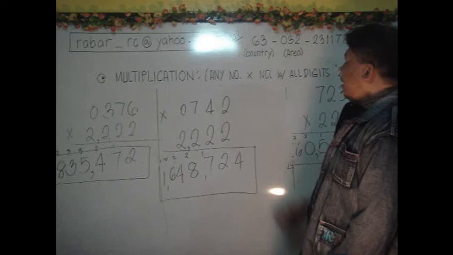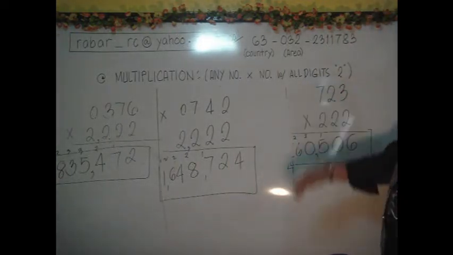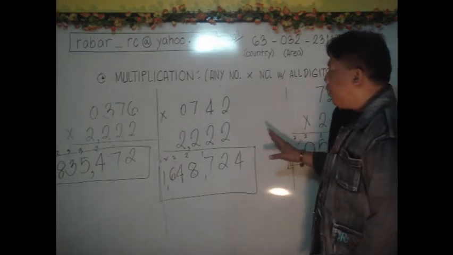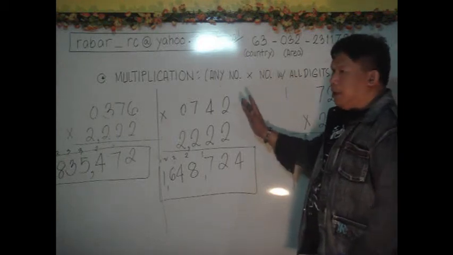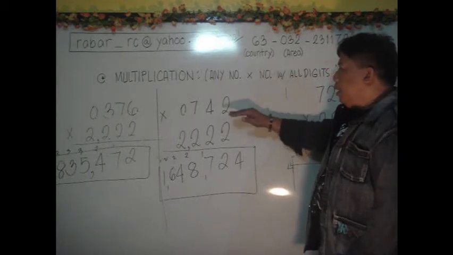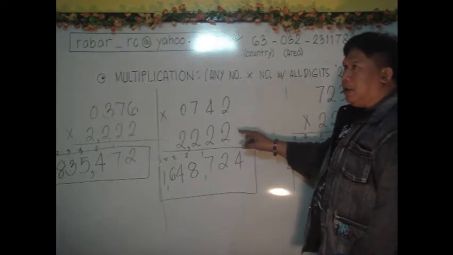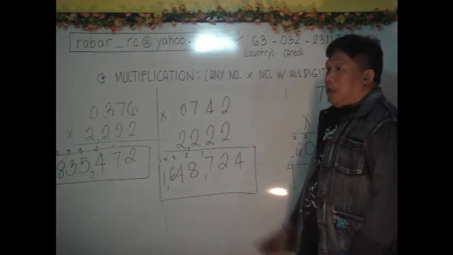That completes our discussion here, and I hope you understand with these examples that we have. This is more than enough for you to understand the secret of how to multiply any numbers by a number containing digits of 2.